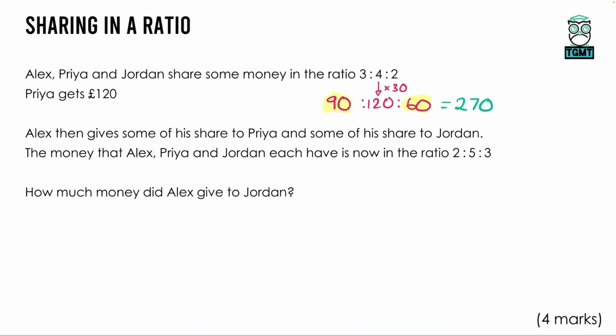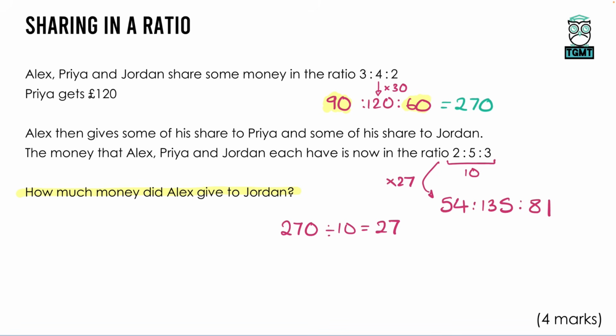So when we look at how much money did Alex give to Jordan, we want to look at how those numbers changed. So in the new ratio, we have £270, and that's getting split up in the ratio 2:5:3. Now in total, there are 10 parts. So 270 divided by 10 is equal to 27. So we want to multiply all of these numbers by 27. So 27 times 2 gives us 54. 27 times 5 gives us 135. And 27 times 3 gives us 81.